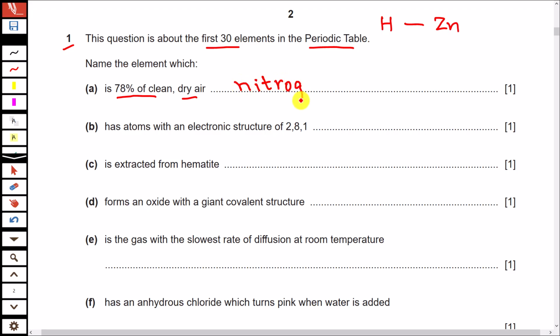It is clearly mentioned in the syllabus. Next, that has atoms with electronic structure of 2, 8, 1. So add these numbers, 2 plus 8 plus 1, it is element number 11. And look at the periodic table. You will know the element number 11 is sodium.